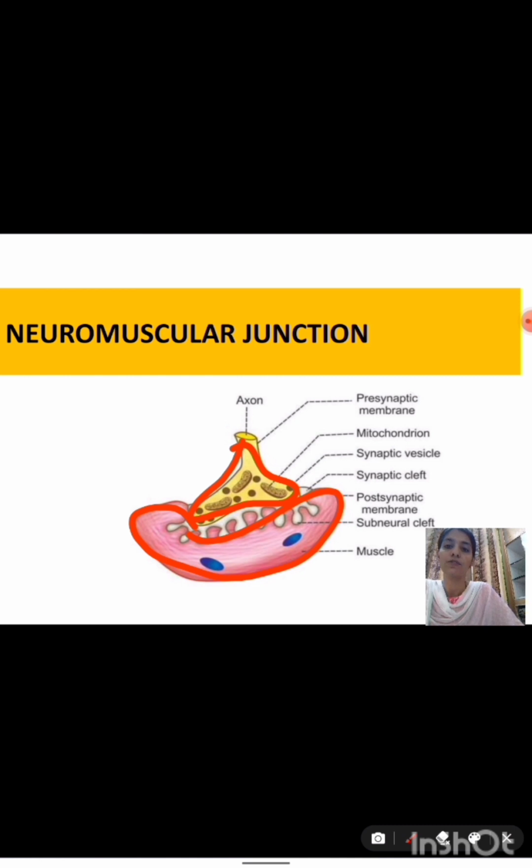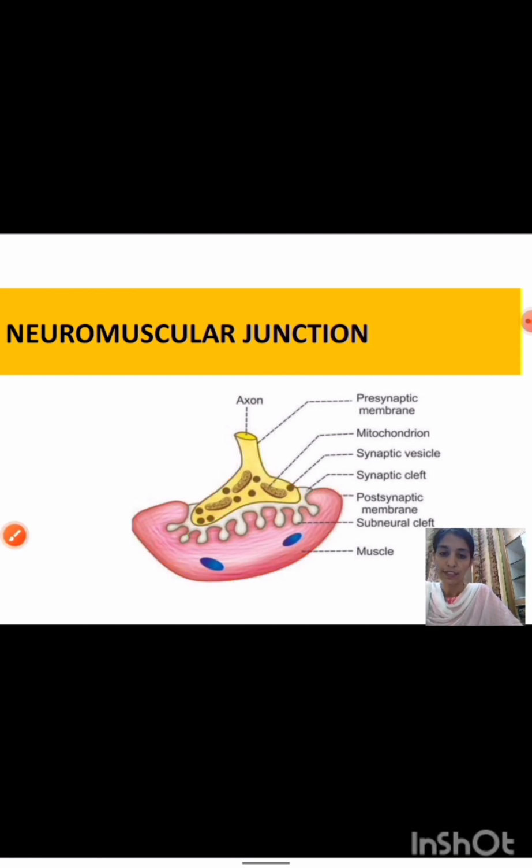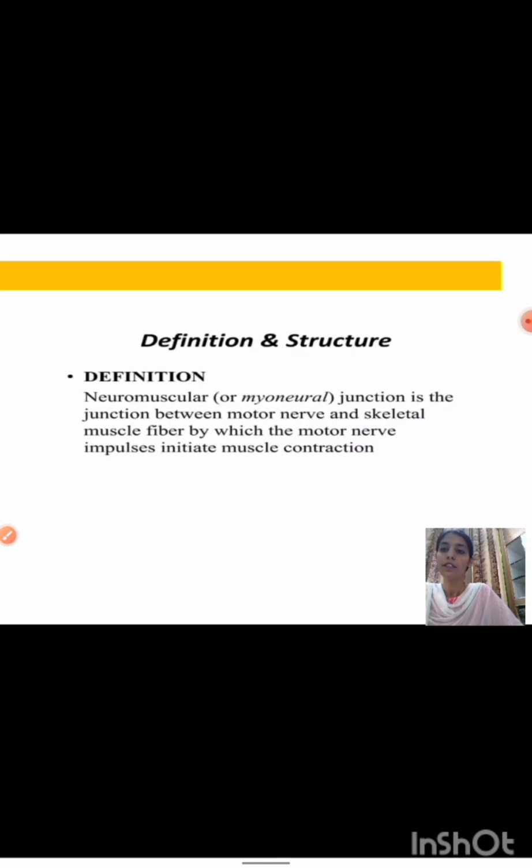So basically in this video lecture we discuss the neuromuscular junction and the transmission of nerve impulse or action potential across this neuromuscular junction. So let's begin with the next slide. Definition. As we discussed in the previous slide, it is the junction between motor nerve and skeletal muscle fiber by which the motor nerve impulse initiates muscle contraction. When an action potential reaches the muscle, it helps in the contraction and relaxation of muscles, right? So in the next slides we will discuss the structure of this neuromuscular junction.